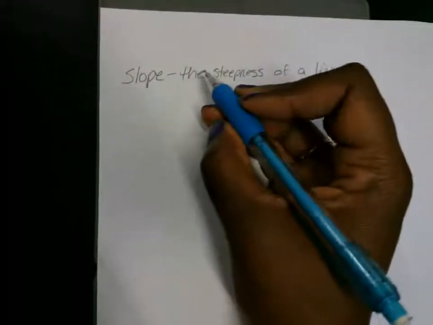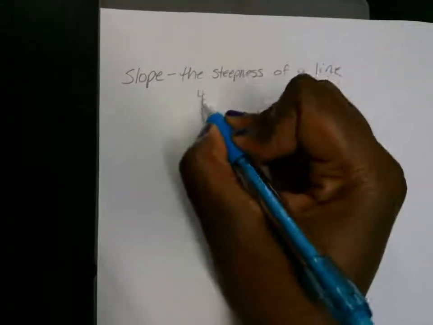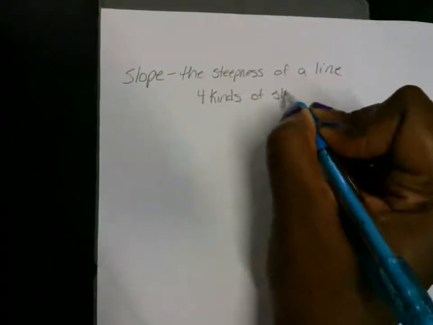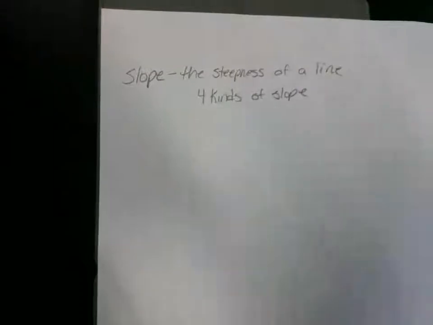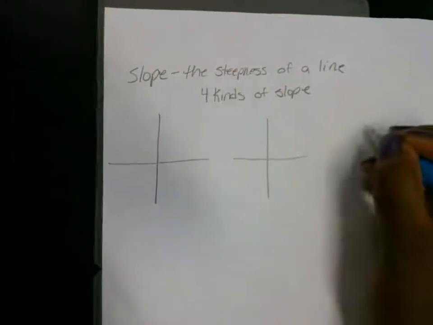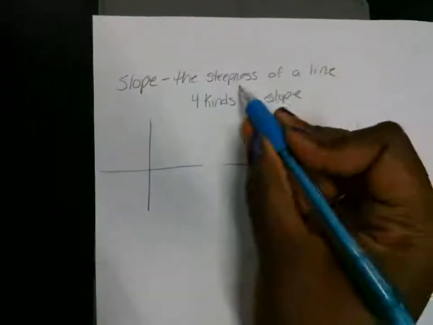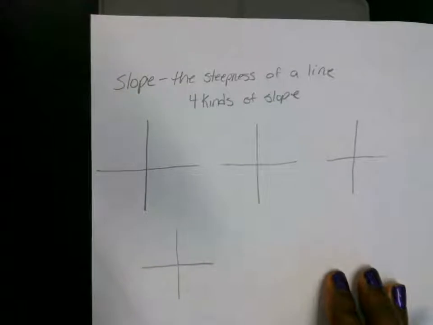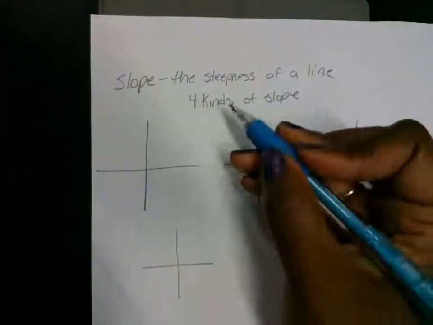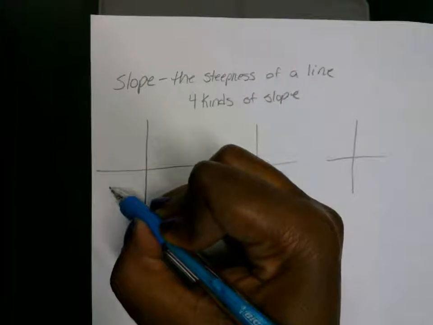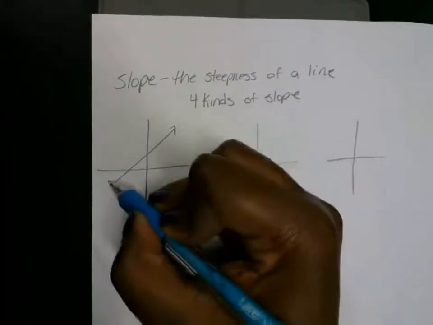There are 4 kinds of slope. I'm just going to be very basic. So I'm going to draw 4 different lines, because remember, it's the steepness of a line. You have lines, and this is of straight lines, linear lines. You have a straight line that's going up.